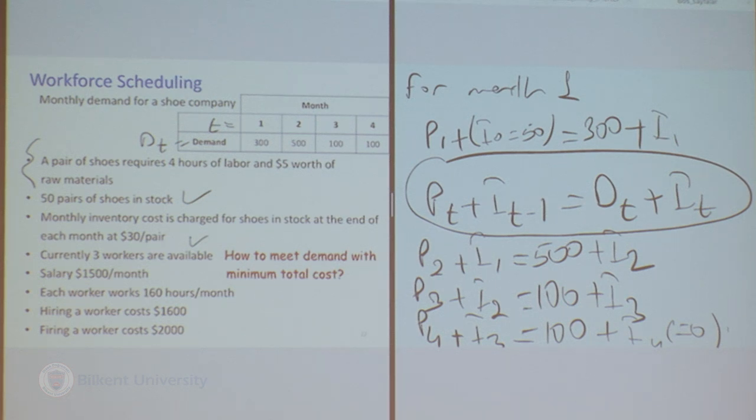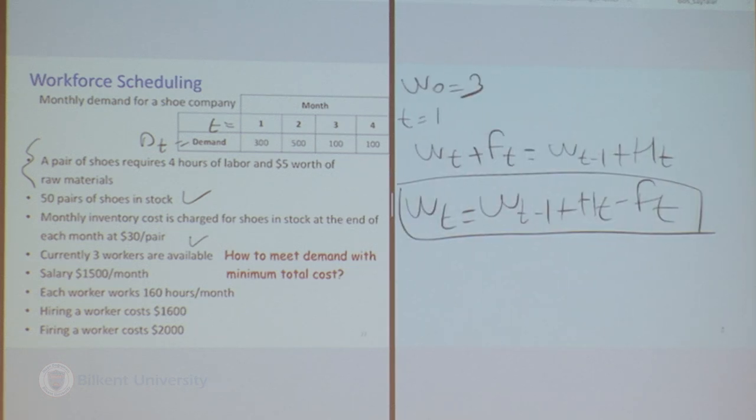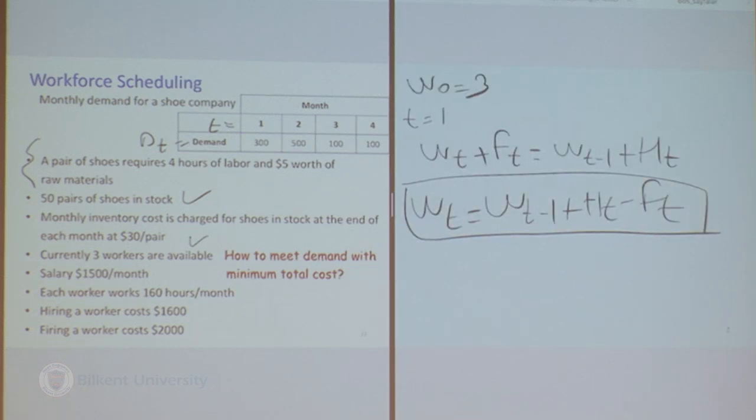I do satisfy my demand with this inventory balance. I'm taking care of how many workers I have, but then how do I link this number of workers to my production? Yes? We can say that PT is equal to 160 over 4 multiplied by the number of workers. The production amount and the number of workers should be linked together. There's an easier way to do that. For each production, I need 4 hours of labor. Yeah? Okay?